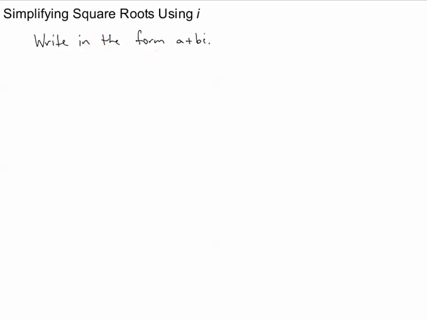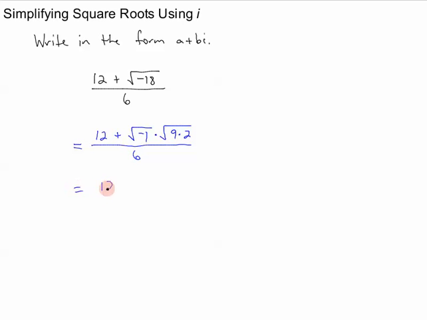Okay, I want to write in the form a plus bi. You can write any complex number in this form. So let's say that we have 12 plus the square root of negative 18 all over 6. The first thing you'd want to do here is to simplify the square root of negative 18 by first pulling out the negative 1. Now you've got the 18. You could break that down to 9 times 2 because 9 is a perfect square. And on bottom you have 6 still. So you've got 12 plus, when you pull the 9 out, you get a 3. And the square root of negative 1 is i, and you're left with the square root of 2. And this is all over 6.